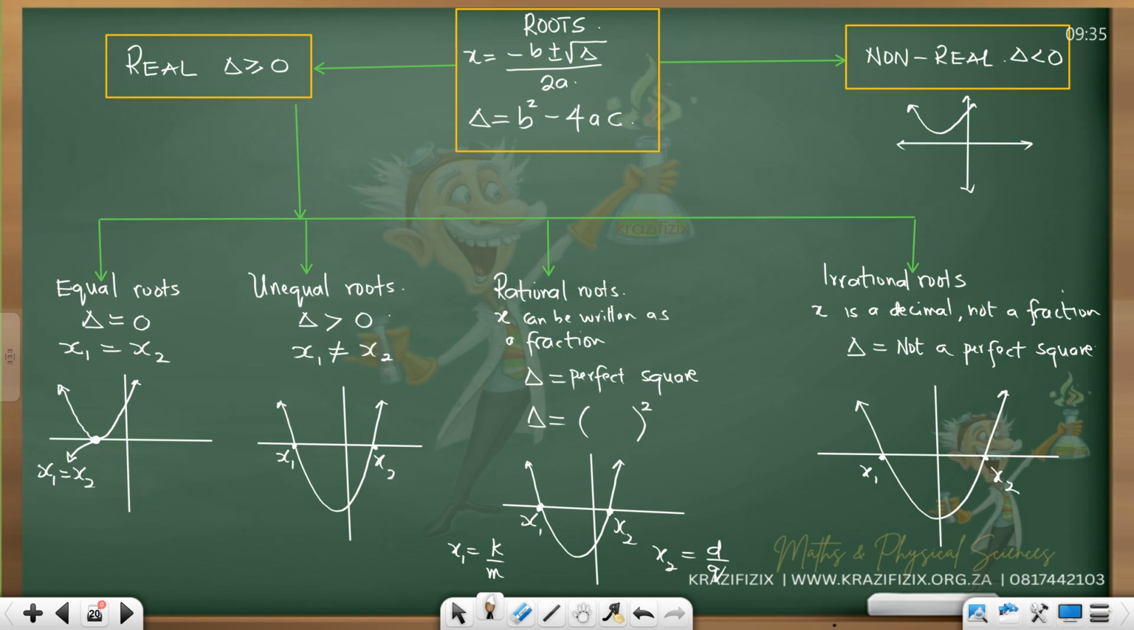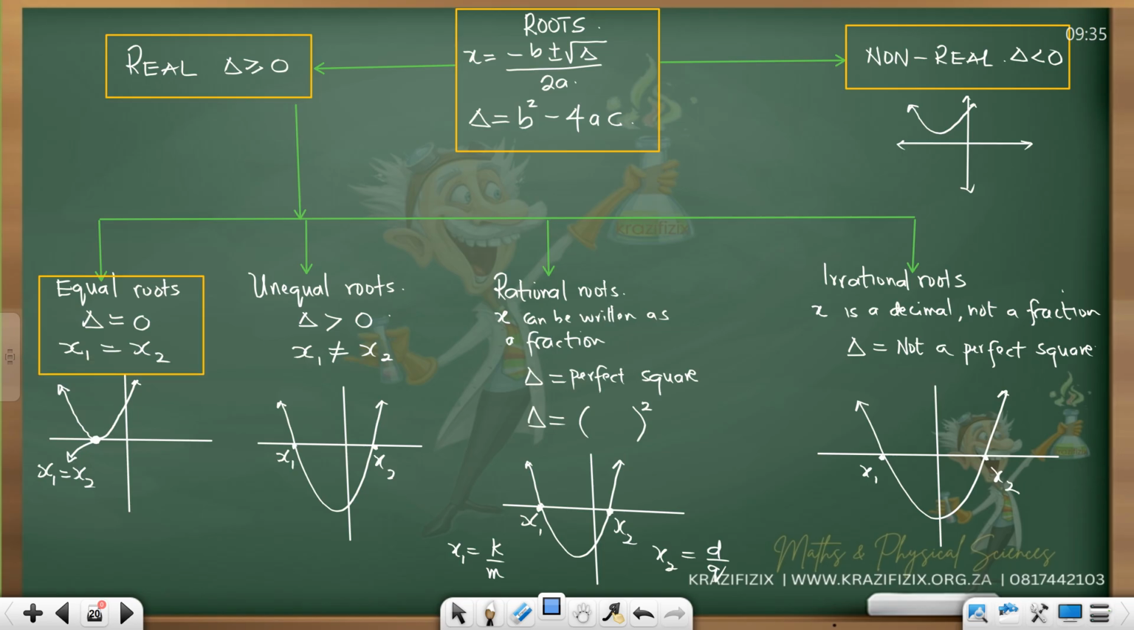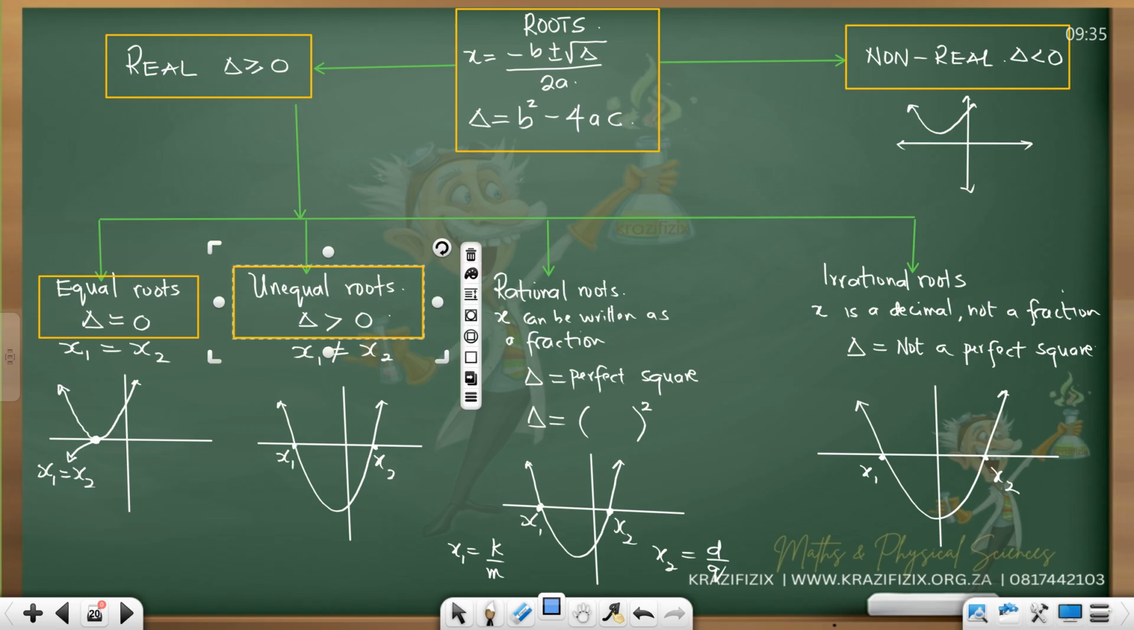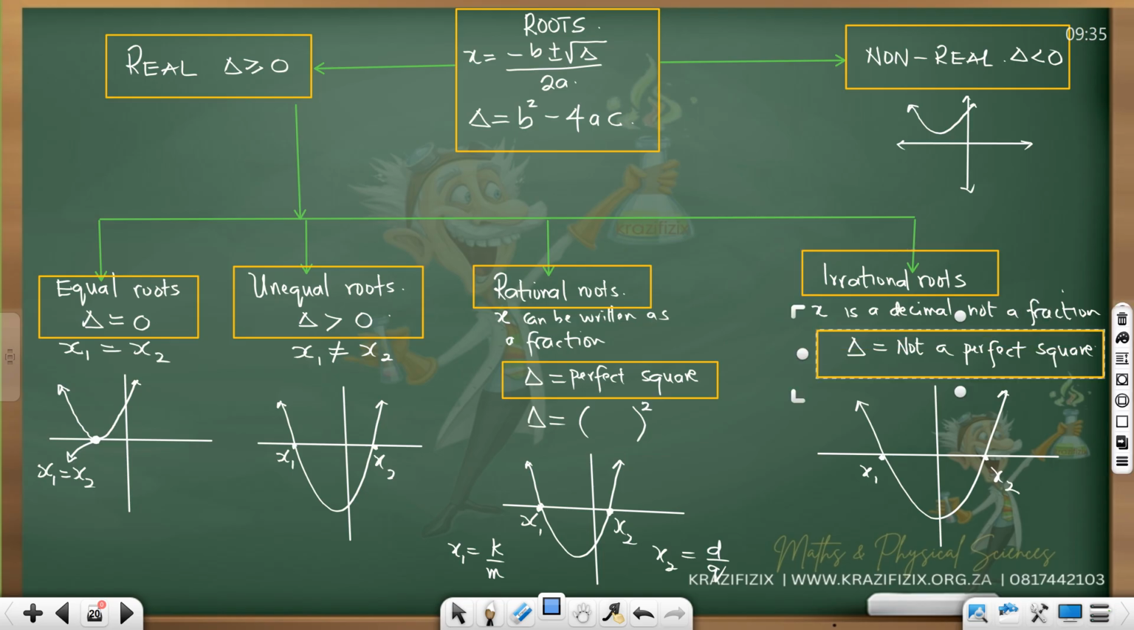Please master all the conditions. Let me put all the conditions in yellow boxes. For equal roots, we have that. For rational, this must be a perfect square. For irrational, this is not a perfect square. So we have 6 things that you must remember: real, non-real, real and equal, real and unequal, real and rational, real and irrational roots.